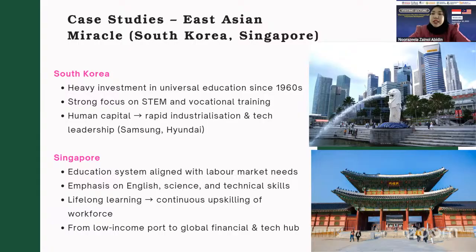Okay. So the second example, Singapore. Its education system is aligned with labor market needs. Okay, emphasizing English, science, and technical skills. Later, it introduced lifelong learning initiatives, so workers could continually reskill. Okay, so this adaptability allowed Singapore to move from being a low-income trading port to one of the world's top financial and technology hubs.